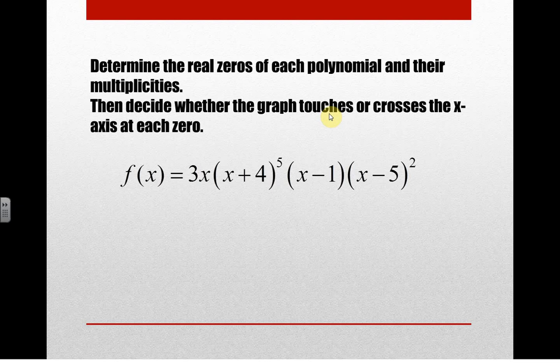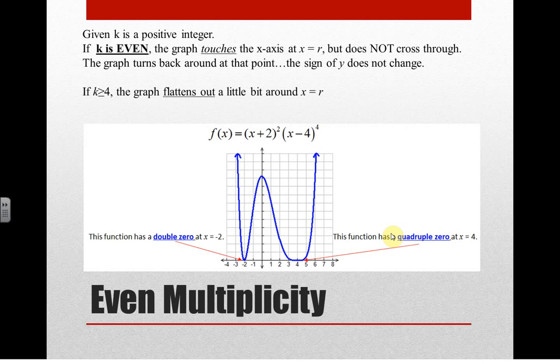Okay, so real zeros and their multiplicities. Remember, from each factor, including the one out front, so x equals 0, the multiplicity would be 1 because there's no exponent there. X equals -4, x equals 1, x equals 5. Okay, multiplicities. So the roots. And this, multiplicity. So that has a 1. Okay, that one has a 5. That one I don't see, but that has a magical 1 and a 2. Okay, now we'll talk about what happens with multiplicities.